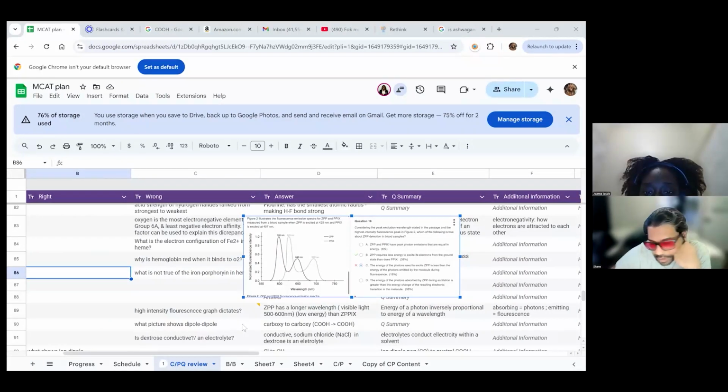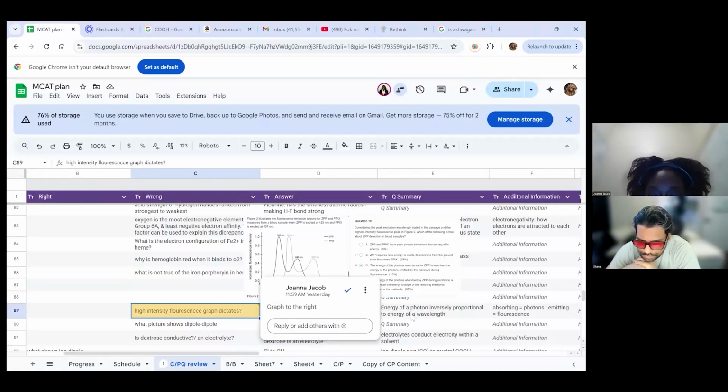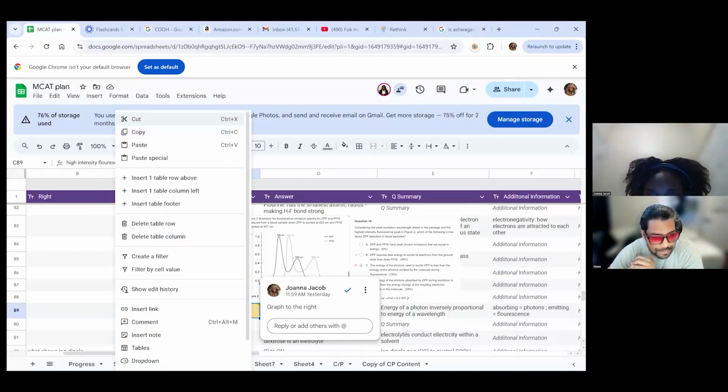So now I understand in a way why I got this wrong, but in another way, I'm not understanding how to do it correctly when I'm approaching this question.